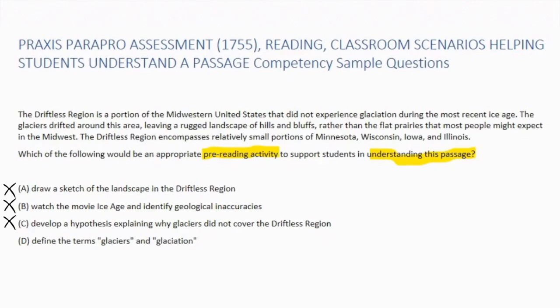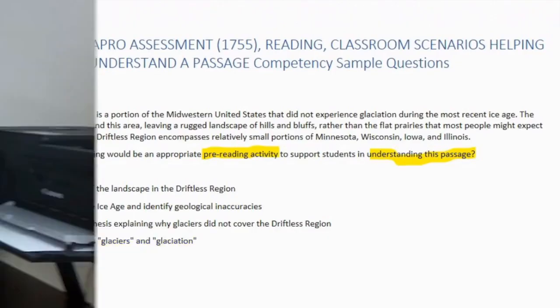The most appropriate pre-reading activity would be to D, define the terms glaciers and glaciation. Pre-reading activities should prepare students for the upcoming reading by building necessary background knowledge, including vocabulary. So answer choice D is correct. Define the terms glaciers and glaciation.